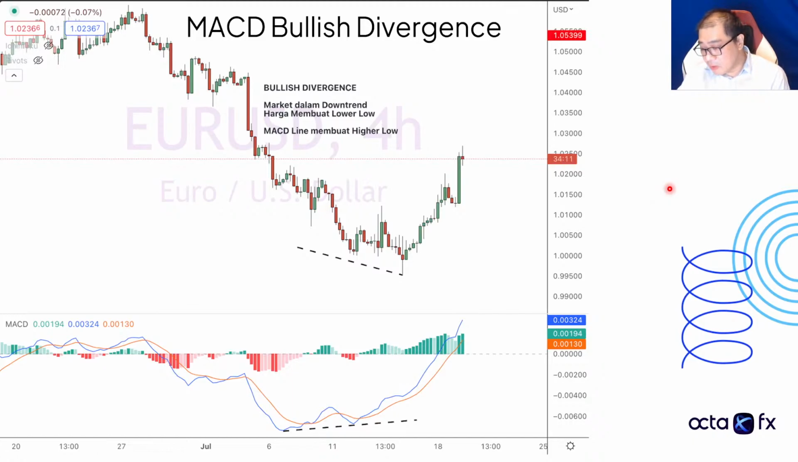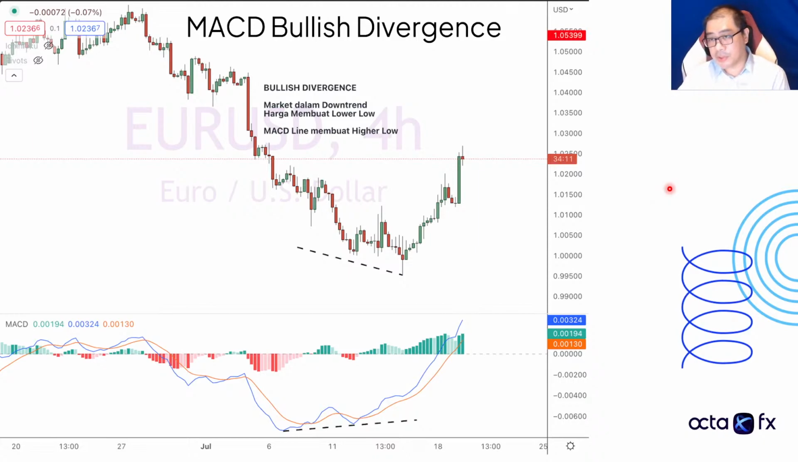The main function of an MACD is actually to look for divergence in the market. We're going to take a look at divergence separately, but here's a quick hint. Price is not always right, because a bullish divergence happens in a downtrend when price creates a lower low, and the MACD line actually creates a higher low.